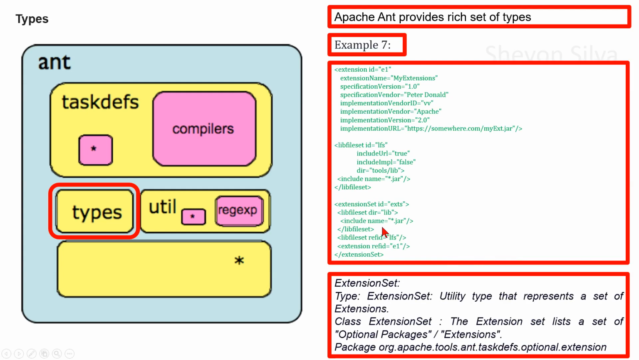Now we are considering extensionSet, type ExtensionSet, a utility type that represents a set of extensions. With regard to API, we can consider class ExtensionSet. The ExtensionSet lists a set of optional packages or extensions. This is in the package org.apache.tools.ant.taskdefs.optional.extension.